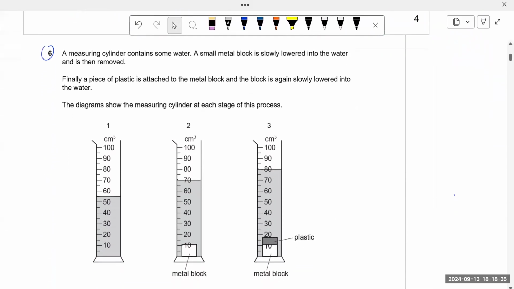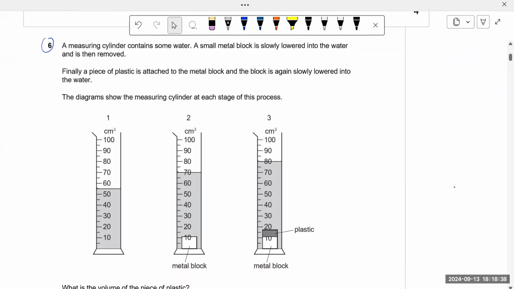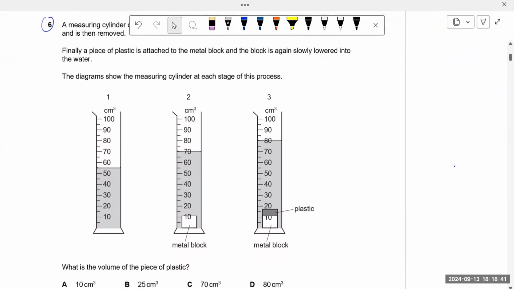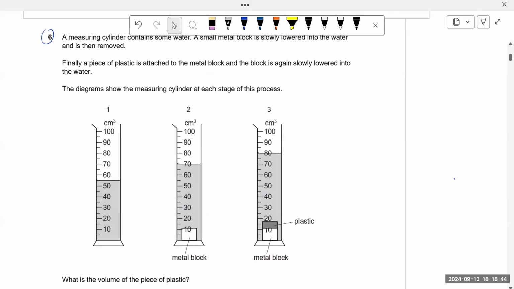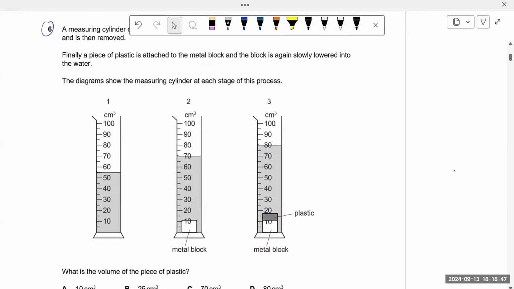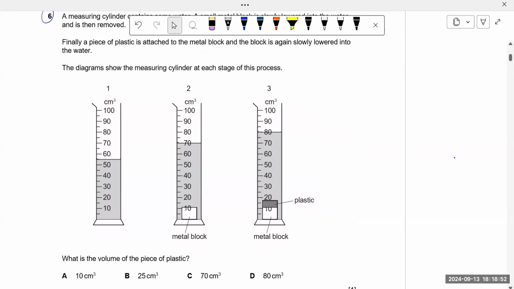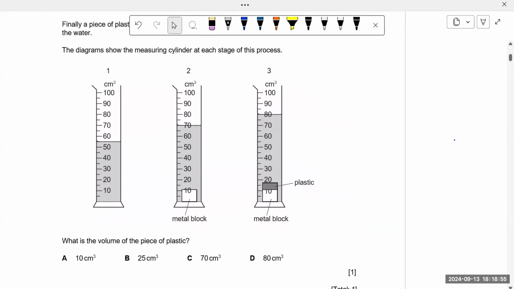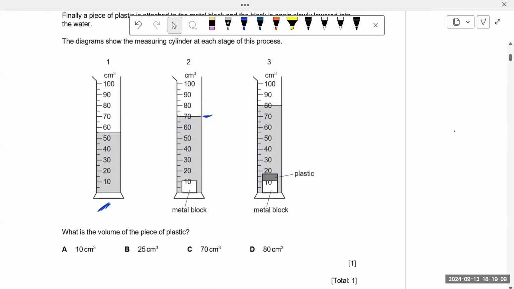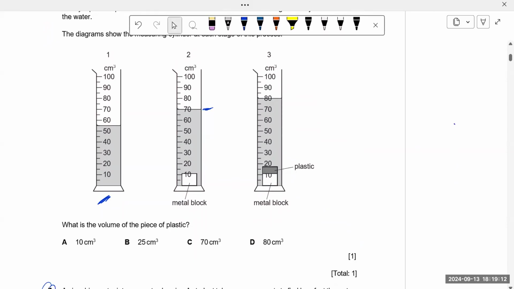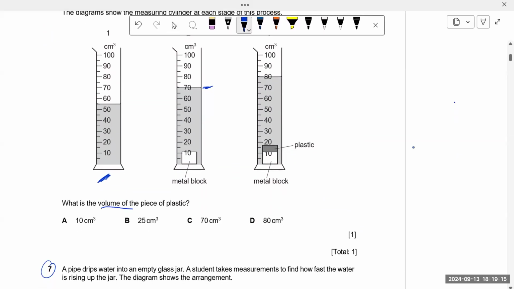A measuring cylinder contains some water. A metal block is slowly lowered into the water and is then removed. Finally, a piece of plastic is attached to the metal block and the block is again slowly lowered into the water. The diagrams show the measuring cylinder at each stage of this process. يبقى في الأول كان الووتر بس وبعد كده حطوا الميتال block فطبيعي water has risen and then they removed the metal block and attached a piece of plastic to the metal block and then they immersed them both into the cylinder and they need to know the volume of the piece of plastic.